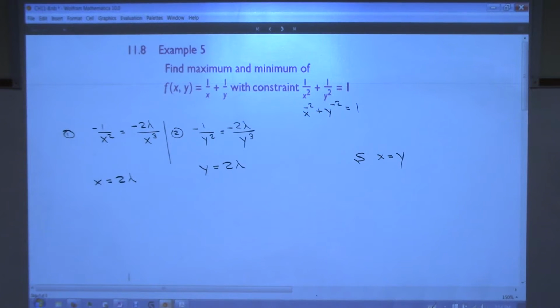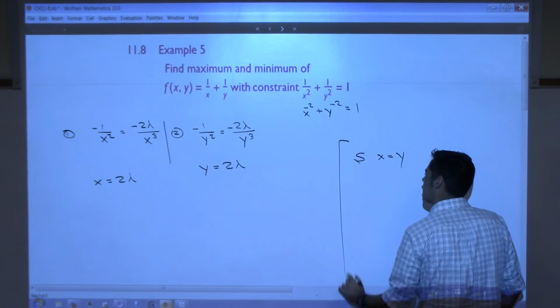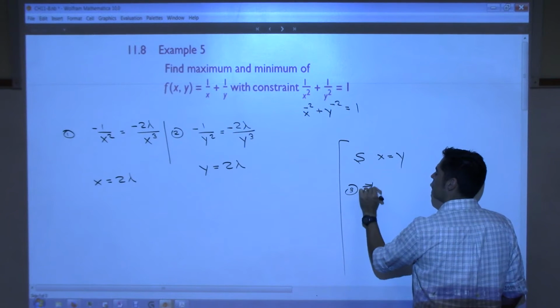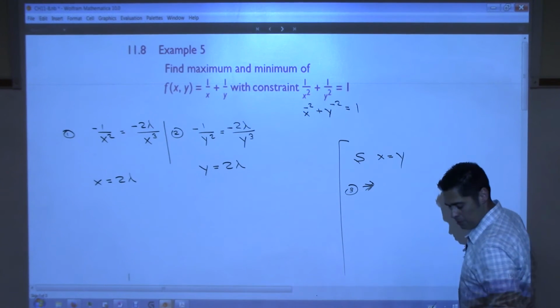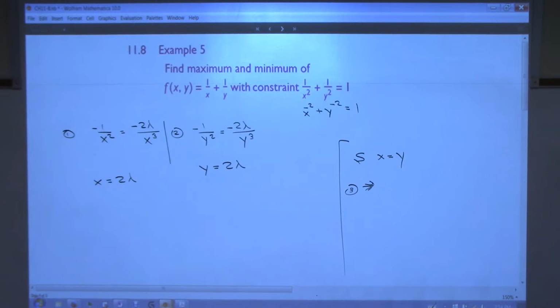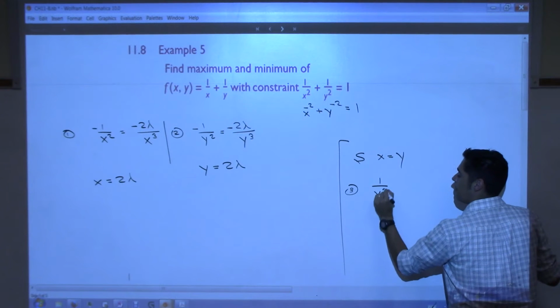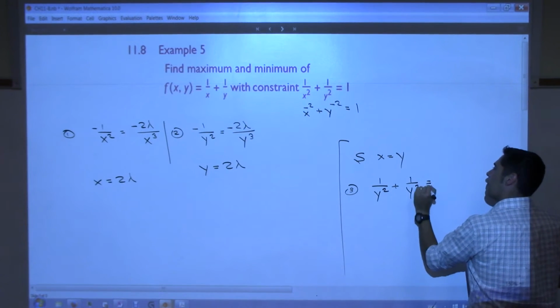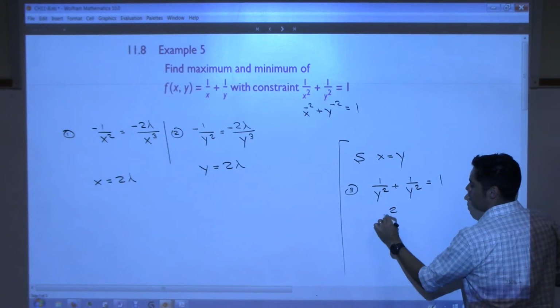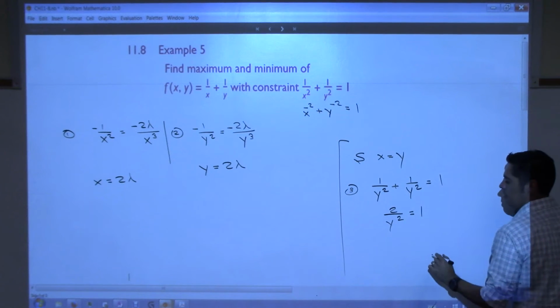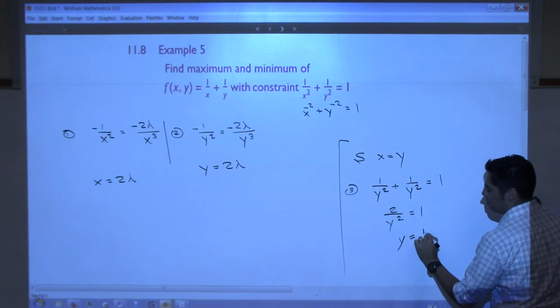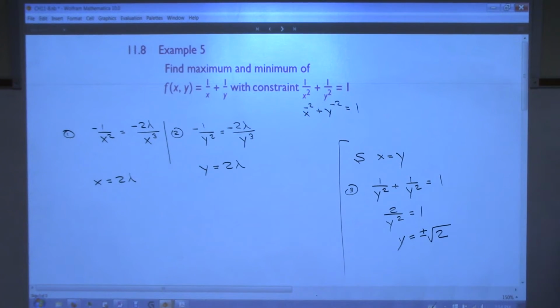We'll go into the third equation. The third equation would turn into 1 over y squared plus 1 over y squared, or you could say 1 over x squared plus 1 over x squared. Either way, right? Equals 1, which means 2 over y squared equals 1, which means y is equal to plus or minus the square root of 2. I'm just moving things around. Also, I multiply both sides by y squared here. Y can't be 0. I didn't need to state that. All right.